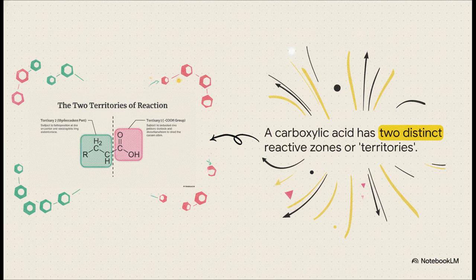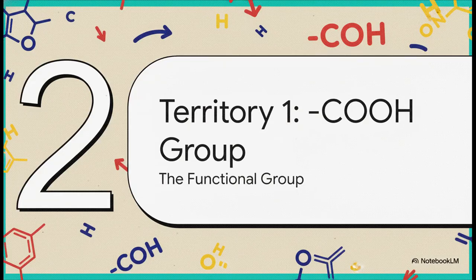Over on the right, in pink, you've got territory 1. That's the main functional group, the carboxyl group, the good old COOH. This is where a ton of the chemistry happens. And on the left, in green, that's territory 2, the hydrocarbon part of the molecule. Each of these territories has its own unique set of rules and its own special reactions. All right, let's start our journey in territory 1.